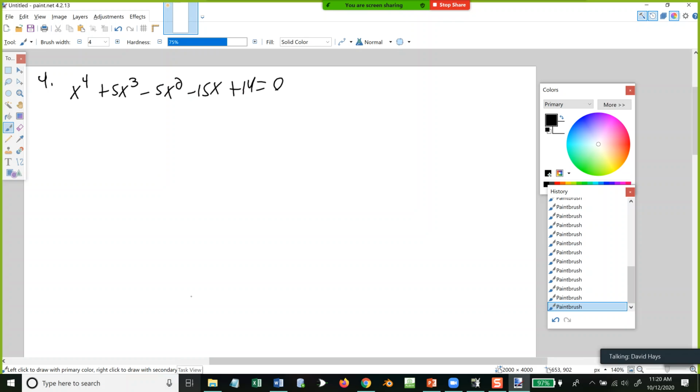Again, our largest power is the fourth power, which means we're going to have 4 answers when it's all said and done. We use a calculator to find as many as we can, then we use synthetic division to find the remainder of them.